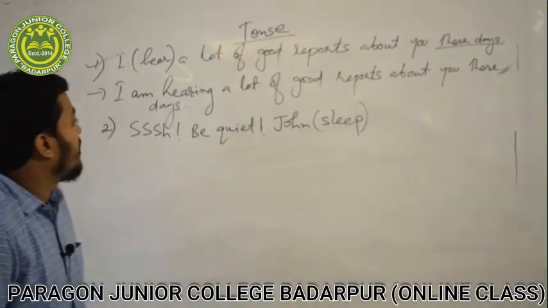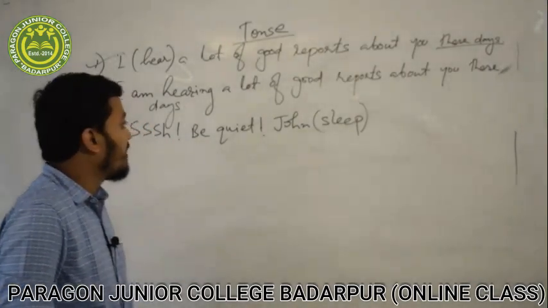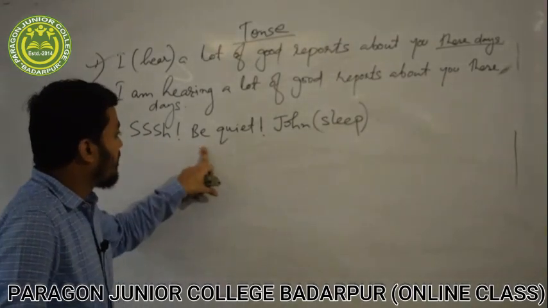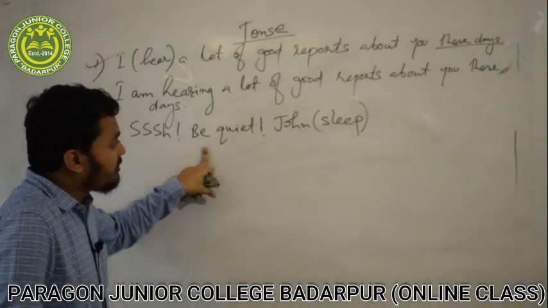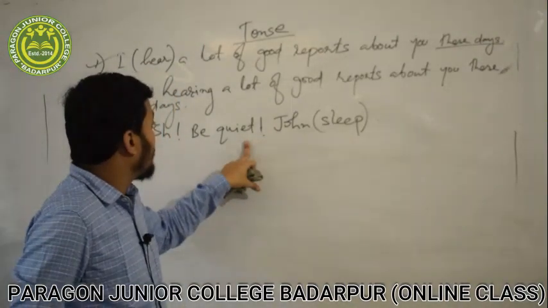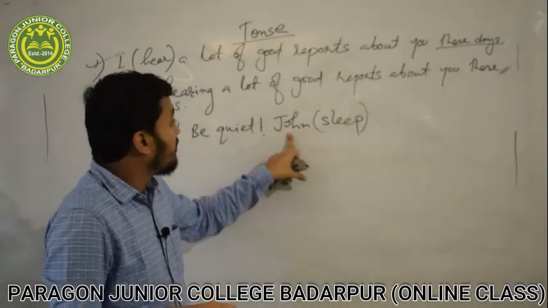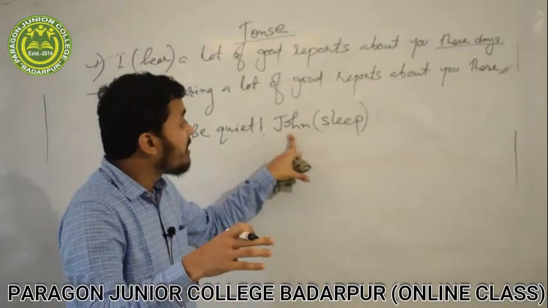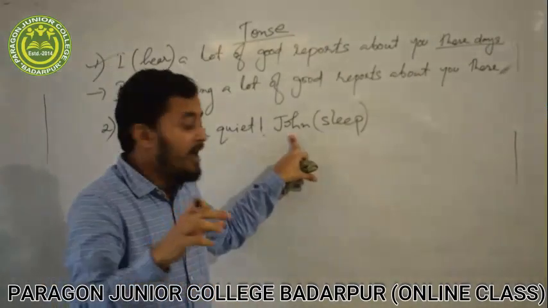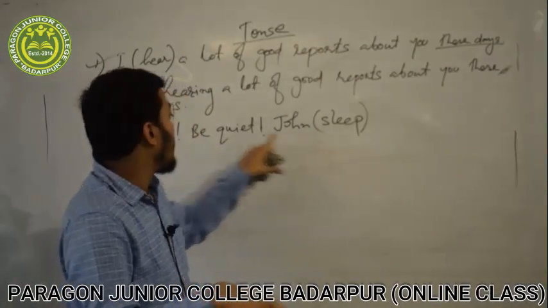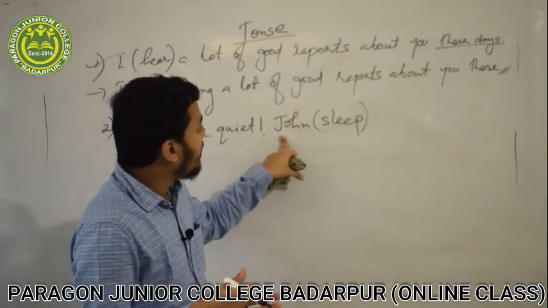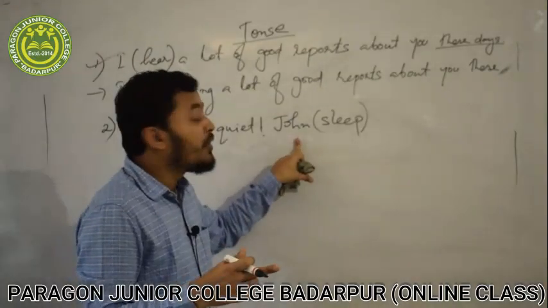Now you are asked to put the correct form of the verb given in brackets. What will you do? Just read the sentence. Shh, be quiet. John sleep. So see, try to analyze the sentence. Be quiet. John sleep. Meaning you are asked to be silent right now, because the work which John is doing now, the action is going on now. As because the action of John is going on right now. So you are asked to be silent, not to talk or make noise. So this shows the action of John is going on right now.